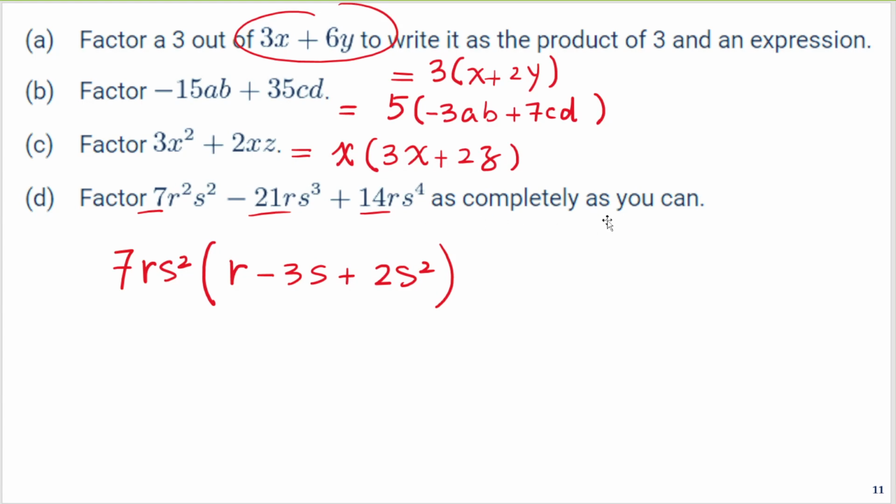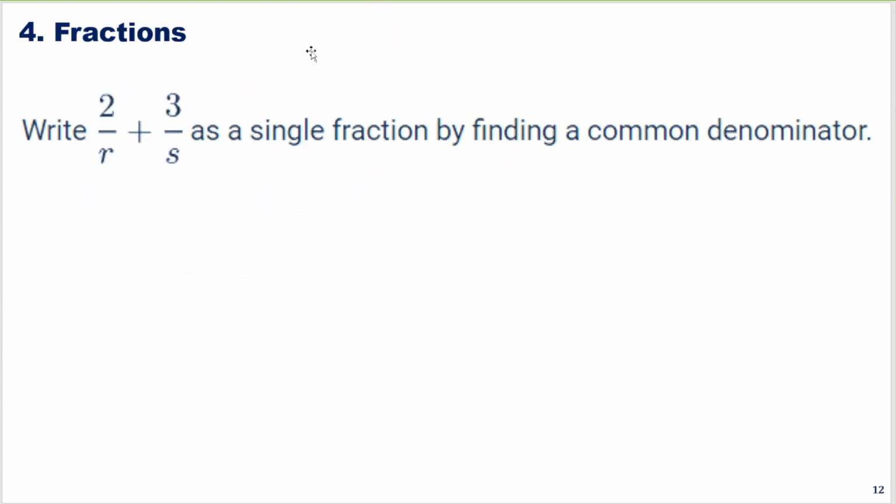Okay, if you know how to expand and how to factorize, then you should be able to write a sum of two expressions, two fractions, as a single fraction. How do we do this? Usually we'll find a common denominator first, right? For example, if you want to write 2 over r plus 3 over s as a single fraction, then apparently the common denominator is r times s, right?